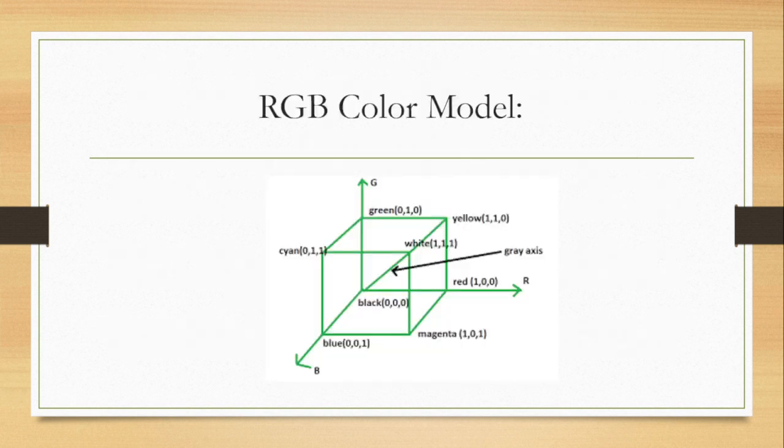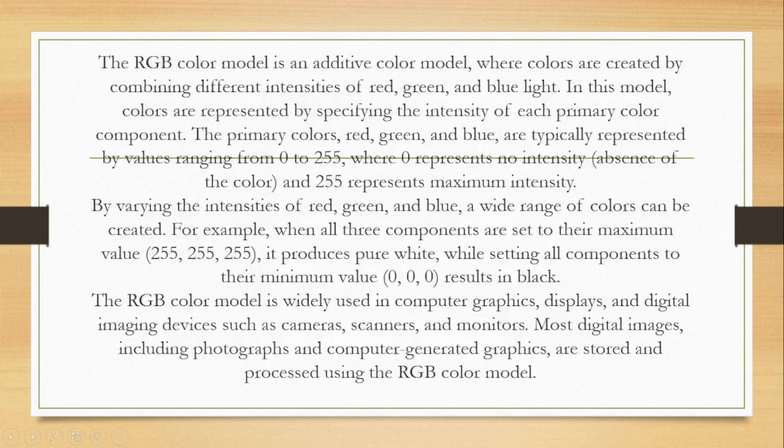Next, we will see RGB color model. So here is the diagram of how the RGB color model looks like. So the x-axis represents the color red, the y-axis represents the color green, and the z-axis represents the color blue. The RGB color model is an additive color model where colors are created by combining different intensities of red, green, and blue light. In this model, colors are represented by specifying the intensity of each primary color component.